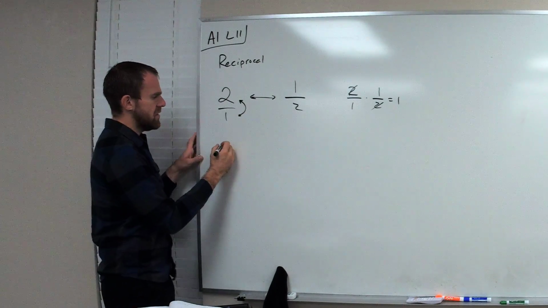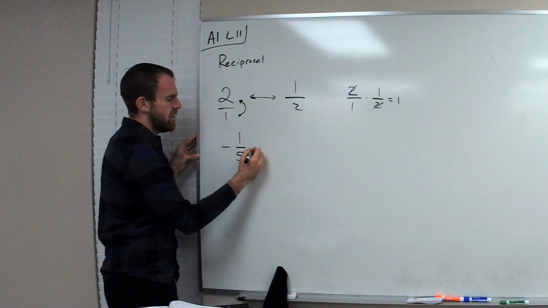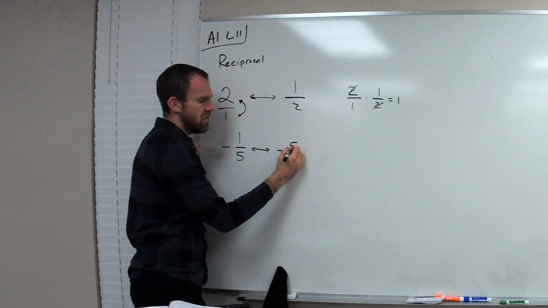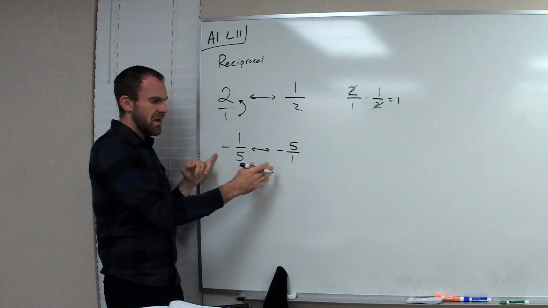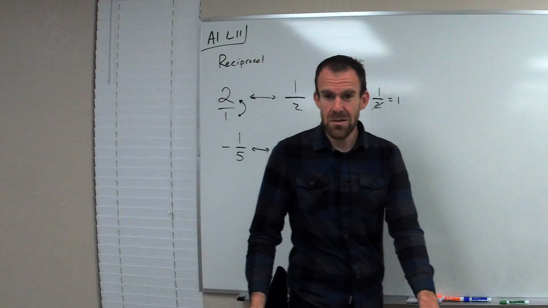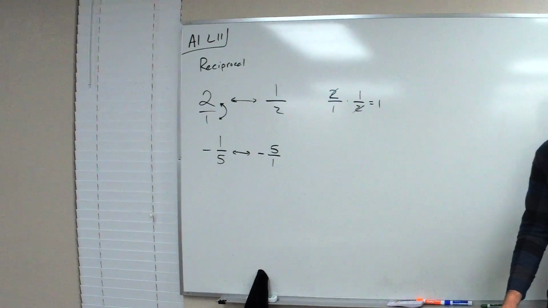Let's try negative 1/5. If I flip the top and bottom, I get negative 5 over 1. Again, if I multiply these two together, I get 1. That's the reciprocal. Not too difficult.